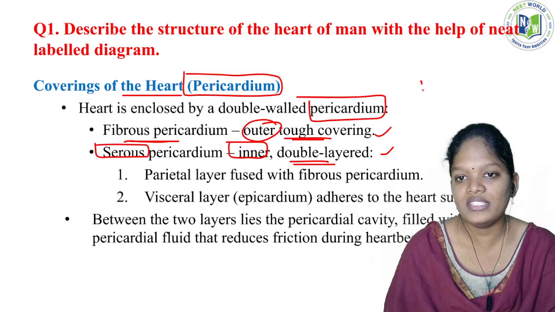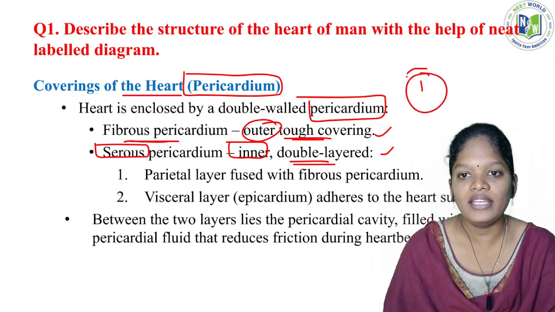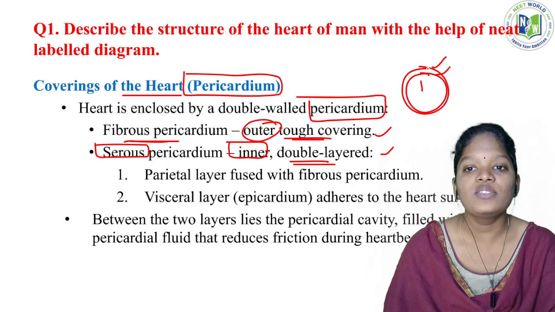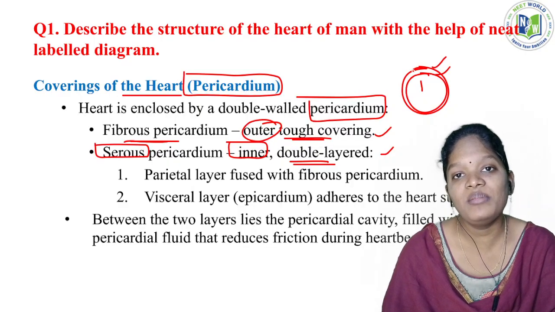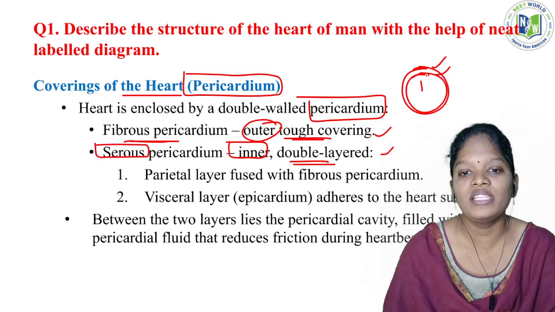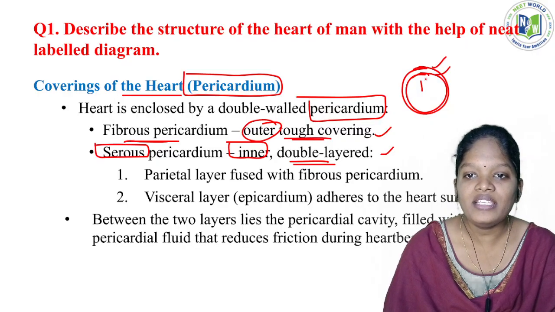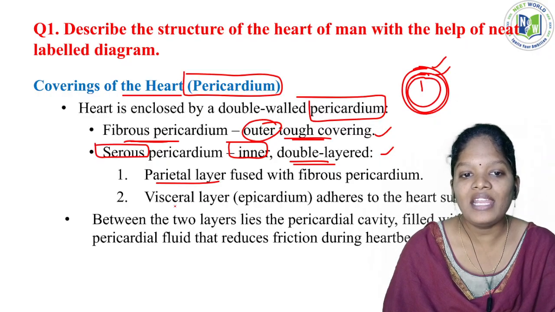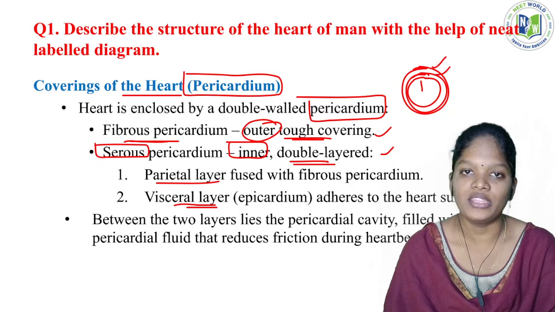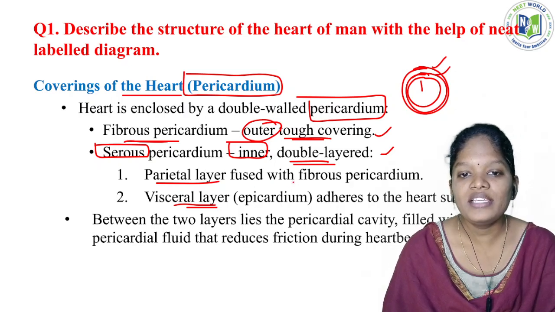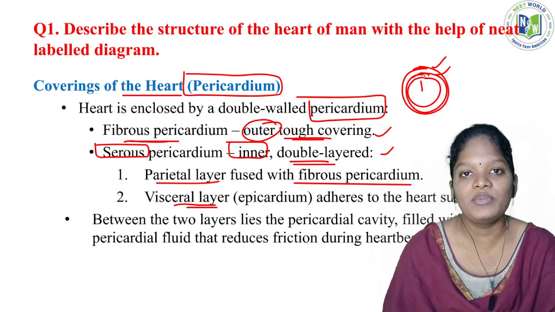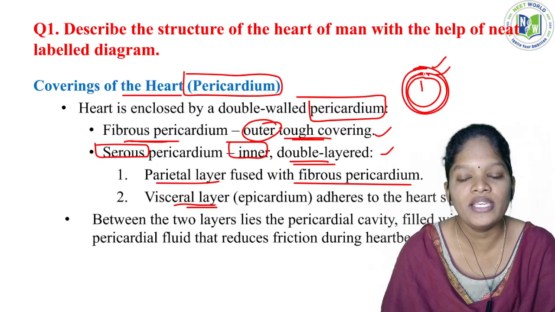Consider this is the heart, covered by the pericardium. This is an outer layer and this is an inner layer. The outer pericardium is the fibrous pericardium, and the inner pericardium is the serous pericardium. The serous pericardium is again a double layer: the parietal layer and the visceral layer. This is also an important point. The parietal layer is fused with the fibrous pericardium. The serous pericardium has two layers, the parietal layer and the visceral layer. This parietal layer is fused with which layer?